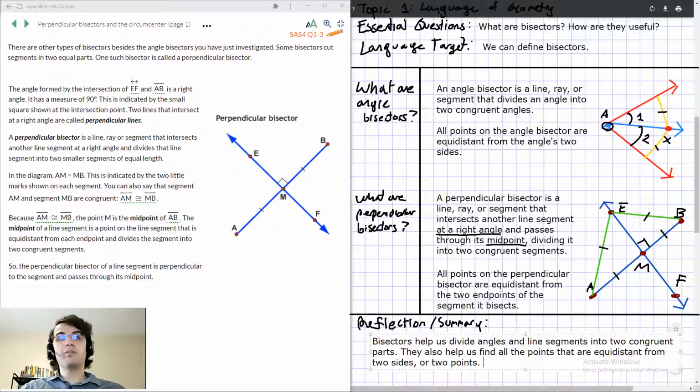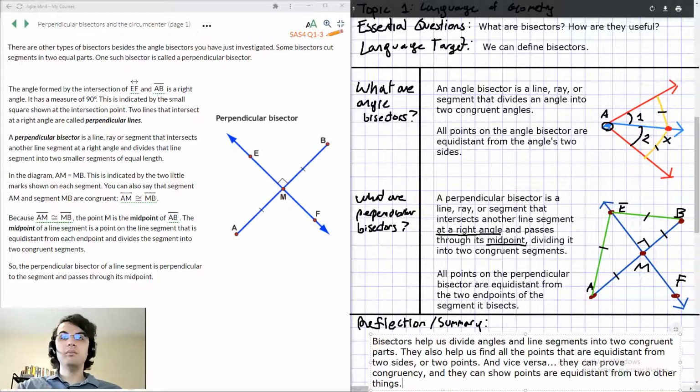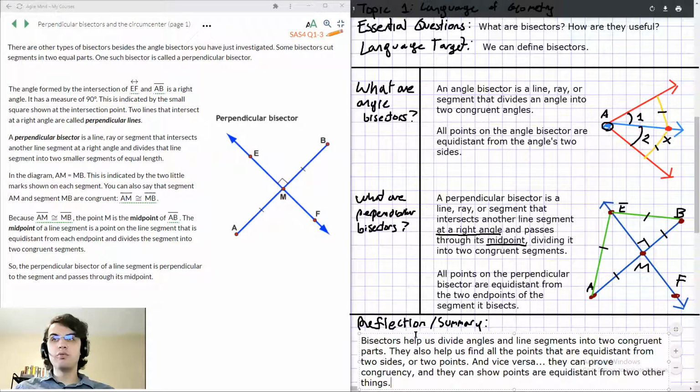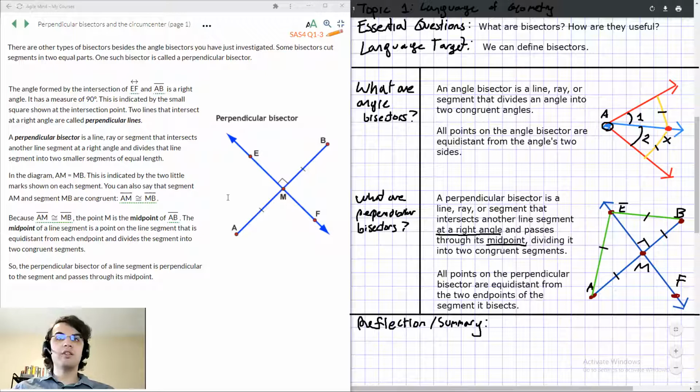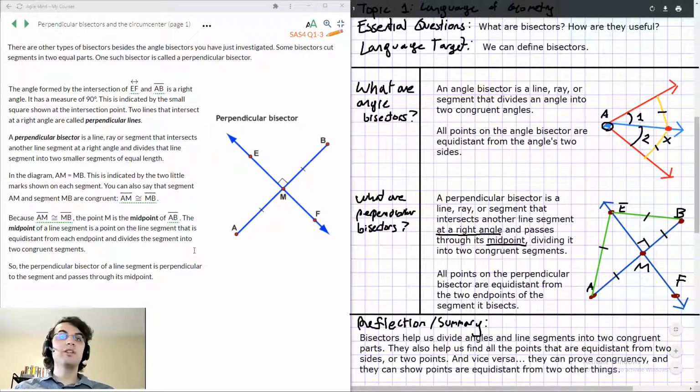And there's another thing that's important about bisectors. They can also go the other way and vice versa, right? They can prove congruency and they can show points are equidistant from two other things. Wow. So again, like we talked about in class, right, there's a lot of use for bisectors. They can do four different things in mathematics, right? So there's a lot of things that bisectors are very useful for, which means that we're going to talk about them a lot, right? And that's why that reflection is very good.